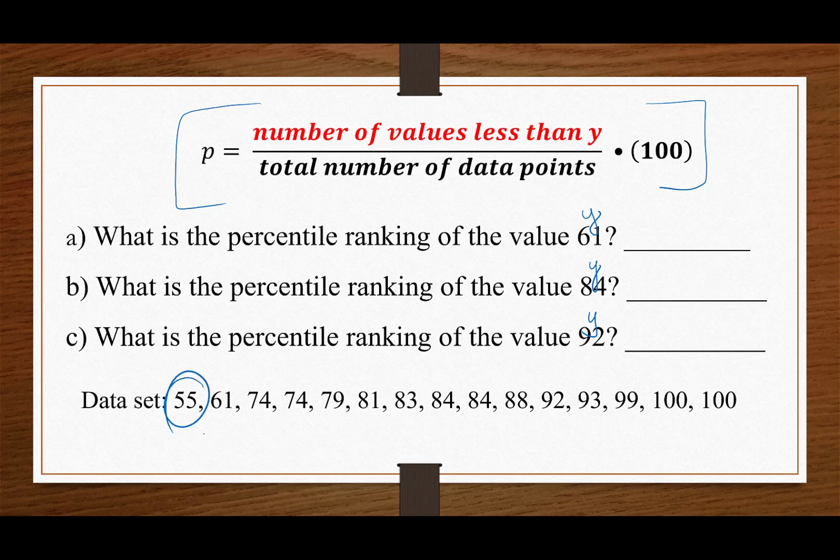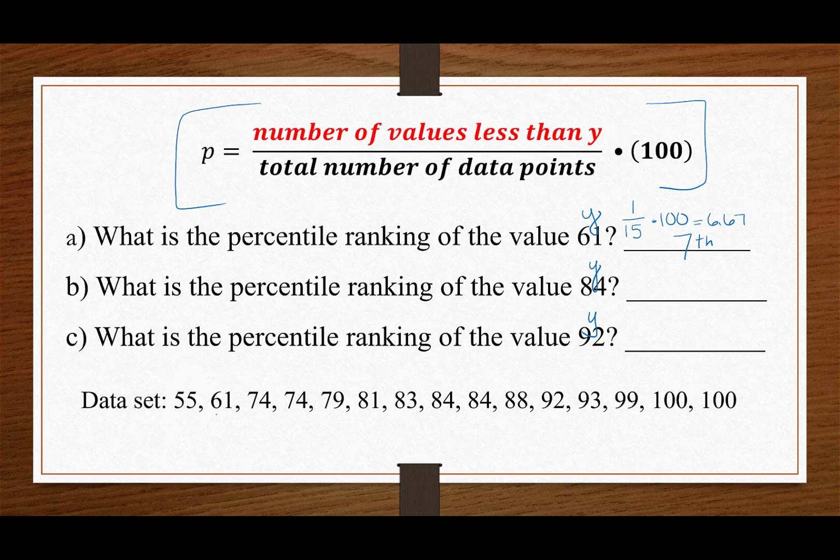Now I need to identify the total number of data points, 15 data points. And so right now we're going to find, okay, 1 out of 15, and we're going to multiply that by 100, and that gives the decimal 6.67, but percentile ranks are not decimals. If you use regular rounding rules, this would round to the 7th percentile.